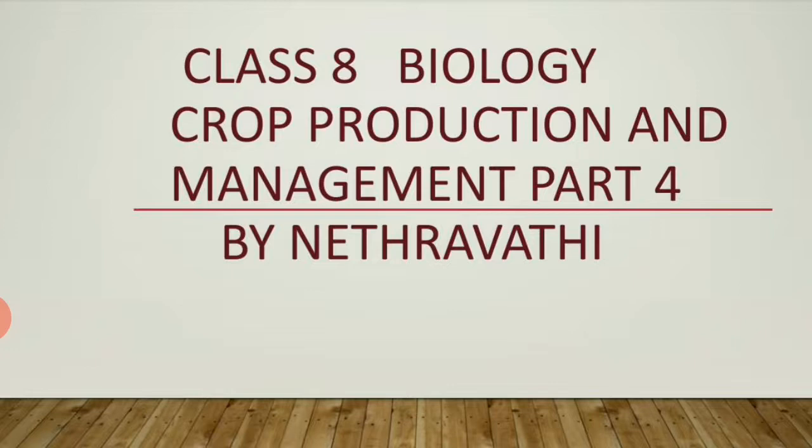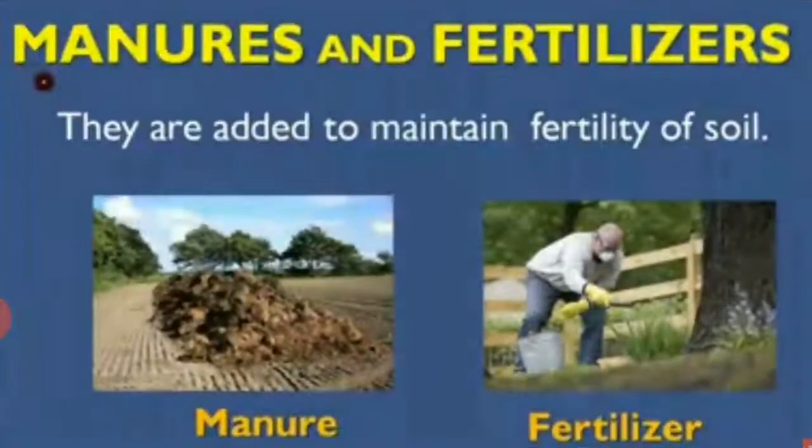So, let's see what to do. We have to add manure and fertilizers to the soil. What is meant by manure and fertilizers? They are substances which are added to the soil in the form of nutrients for the healthy growth of plants, and are called manure and fertilizer. That is what we want: the plant has to grow very well and we have to get a good yield.